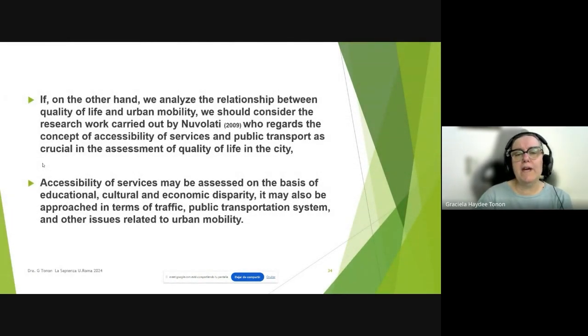If, on the other hand, we analyze the relationship between quality of life and urban mobility, we should consider the research work carried out more than a decade ago by Giampaolo Nuvolati, who regards the concept of accessibility of services and public transport as crucial in the assessment of quality of life in the city. Accessibility of services may be assessed on the basis of educational, cultural, and economic disparity. It may also be approached in terms of traffic, public transportation systems, and other issues related to urban mobility.